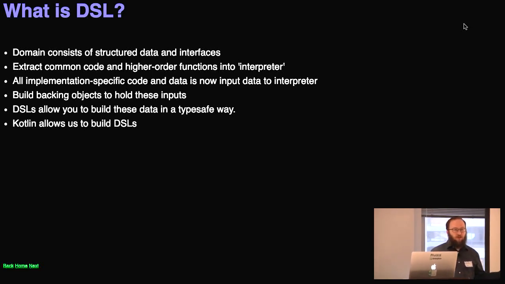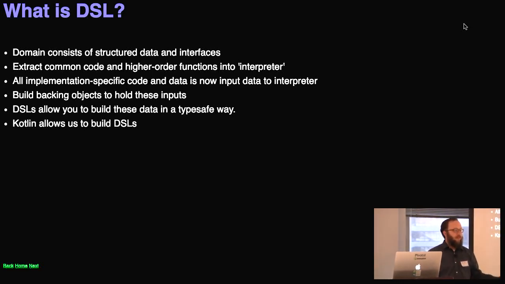To get to a DSL, you're going to start with basically functional code, right? So you have your data, and then you have your logic. You want to extract all your common code and higher order functions into what I'm going to call the interpreter. And then everything that's left, which is all of your input data as well as any implementation-specific code, for example any lambdas that you might want to pass in as custom functionality for a specific implementation, becomes your domain.